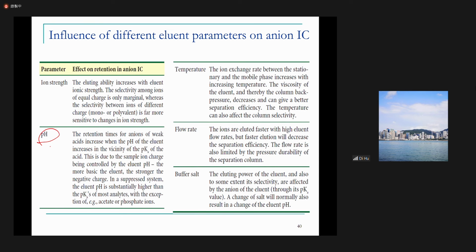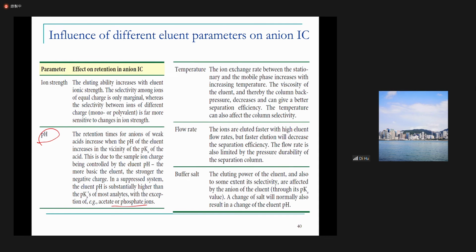Because the sample ion charge is controlled by the pH, the more basic the eluent, the stronger the negative charge, and so you have higher affinity. In a suppressed system, the eluent pH is much higher than the pKa of most analytes, right? Because we're using bicarbonate buffer, which has a pH around 10, and we use the sodium. If we use sodium hydroxide, the pH is even higher, around 12, right? So pay attention to those things.